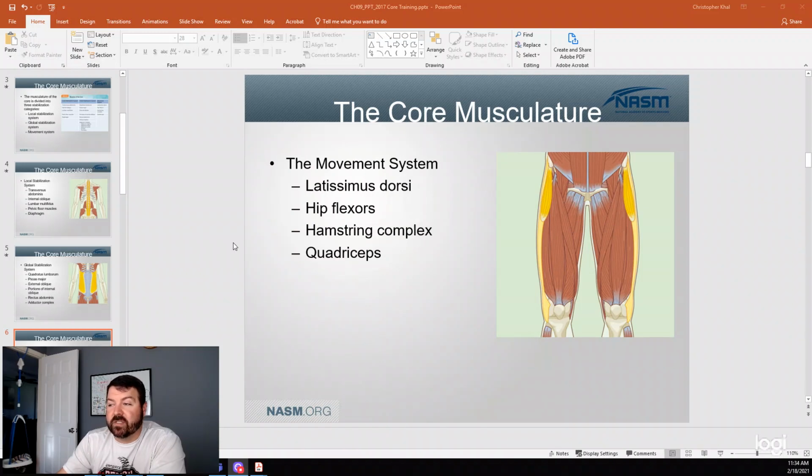Okay, and then your movement system. These are major muscles that help you do movement. For example, your hamstrings, your quads, your hip flexors, and your lats. All these are needed for you to either stay upright or to move. If you're going to walk or run, these are your main ones that are going to help you do that. And between your local, global, and movement systems, they correlate to help you do more efficient movements.